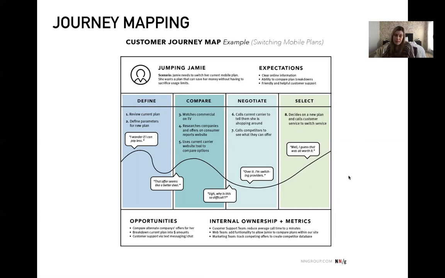So you can include things like opportunities. Opportunities give you a clear direction for your design. In this example, we're talking about switching mobile plans. So comparing alternate companies' offers, breaking down the current plan into dollar amounts, and customer support via text messaging and chat. Those are all ideas for features or design ideas to incorporate into Jamie's experience with switching mobile plans.